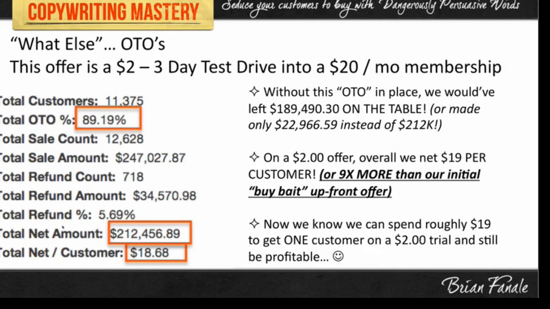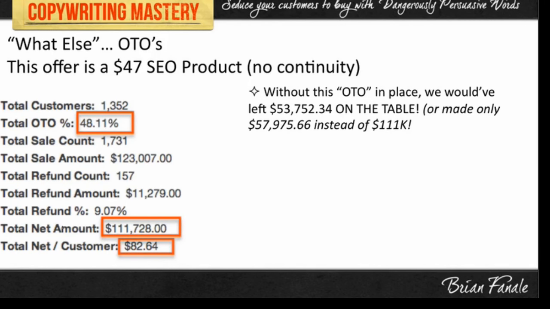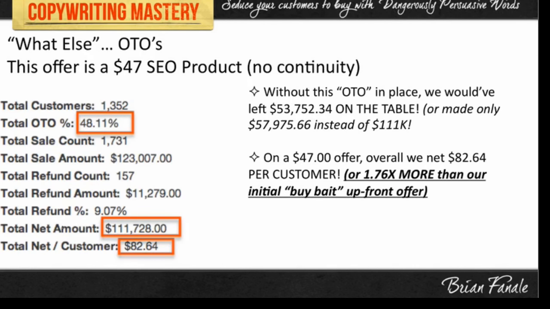This right here, all these numbers right here, this is just point of sale. There is a lot more business coming, as it's a continuity per month membership. And this is no continuity, just a straight up product. Without this OTO in place, we would have left 53 grand on the table, or made only 57 instead of 111. 48% of the revenue.